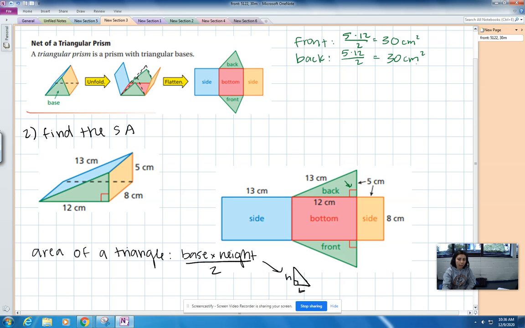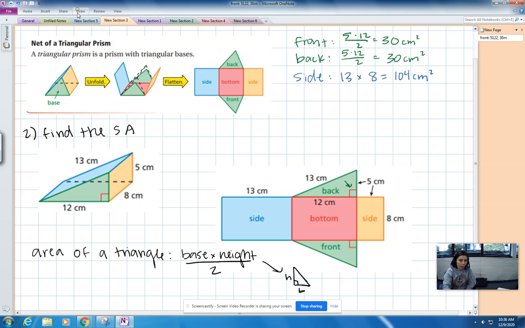Okay, now let's go ahead and do the sides. We're going to start with the blue side, this one here. We're going to multiply the length and width, so 13 times 8, which makes 104 centimeters squared.